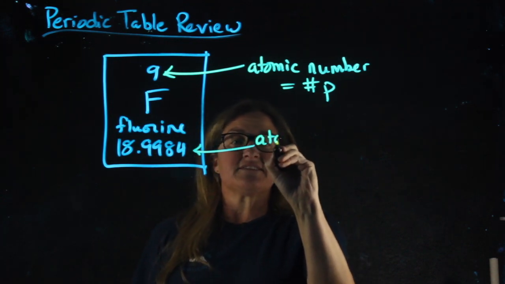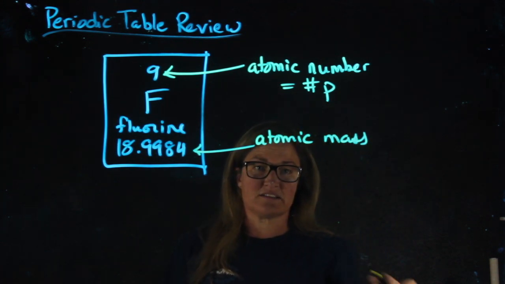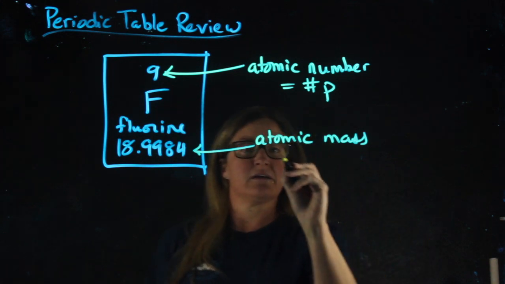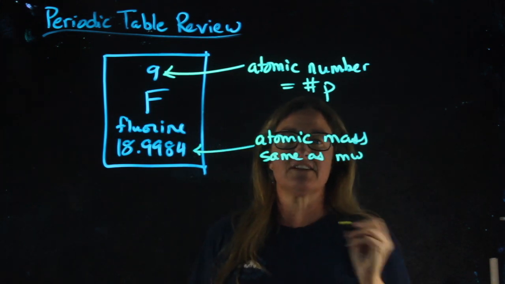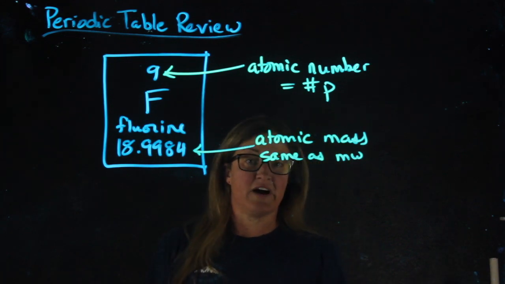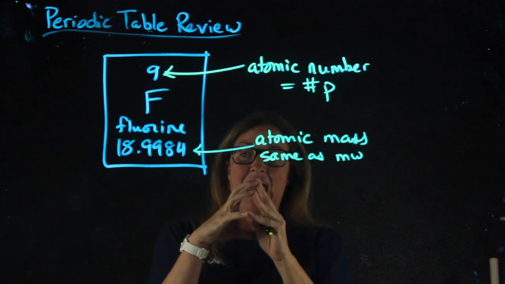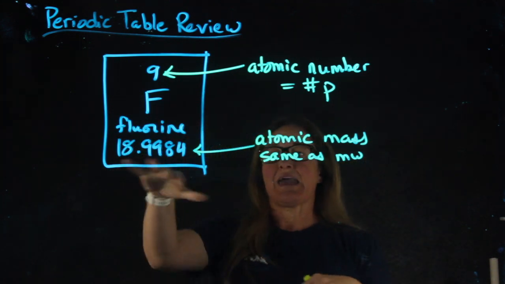We frequently call this the atomic mass. In chemistry, we tend to refer to it as the molecular mass, the molar mass, or the molecular weight. And so if you want to think of it as the same as molecular weight, that's fine for our purposes. In reality, any given atom is either an 18 or a 19 or a 20. It can't be in between.